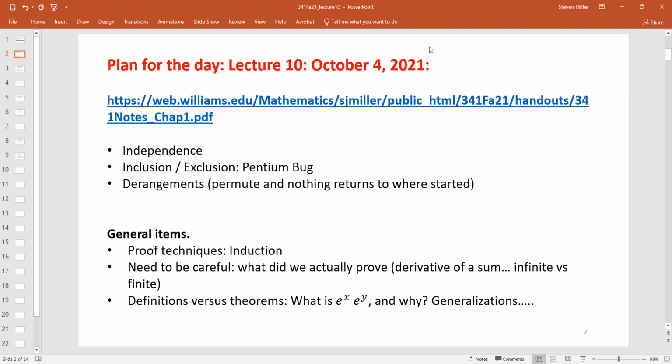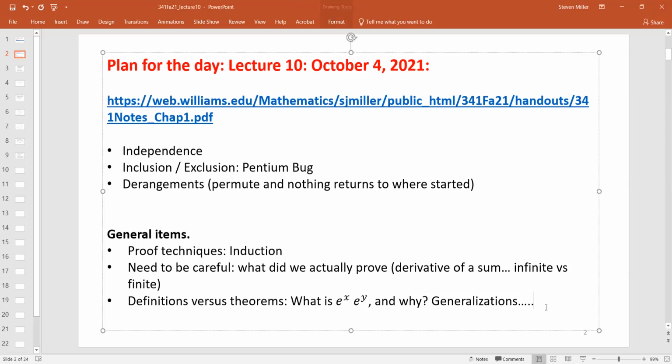One thing that I do want to add in terms of general items, related to derangements, is to study objects. Sometimes one object is easier to study than another. It's often easier to figure out the probability that something doesn't happen than to find the probability that it does happen.